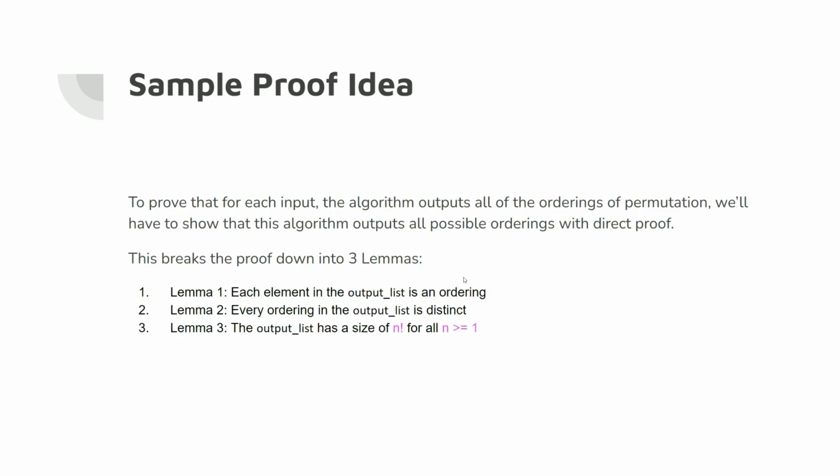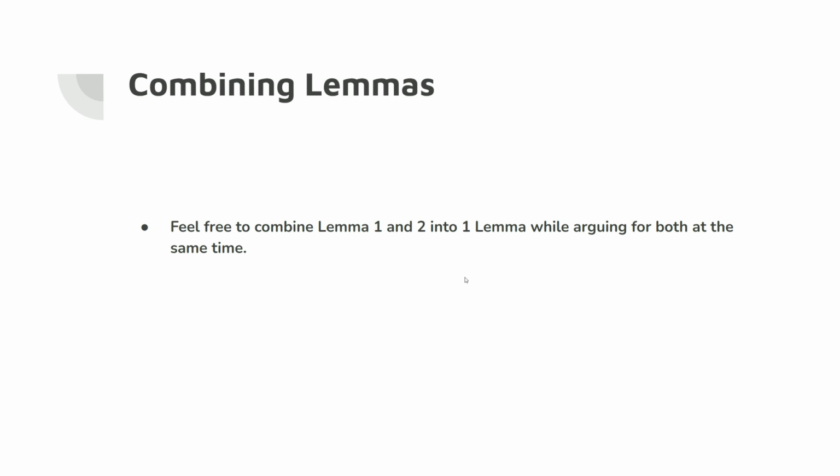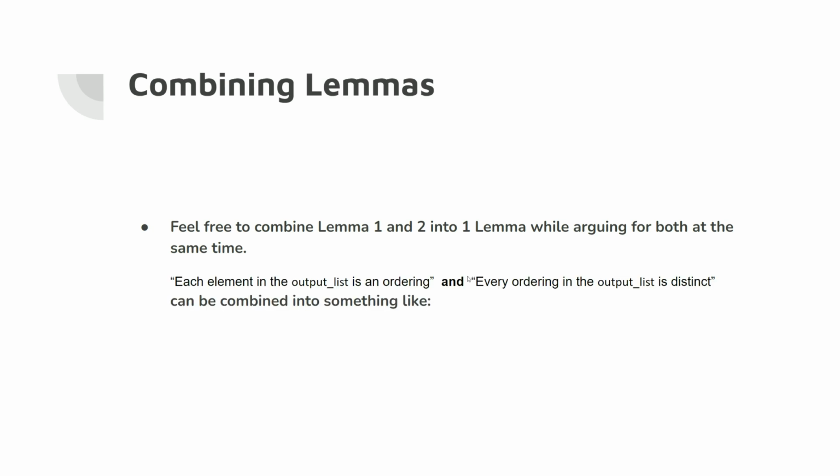Some of you might have noticed that the proof ideas for lemma 1 and lemma 2 are pretty similar, and that both the lemmas can actually be combined into one lemma. It can be combined into something like this: every element in the output list is a distinct ordering of the input list. The second part of the walkthrough video ends here.